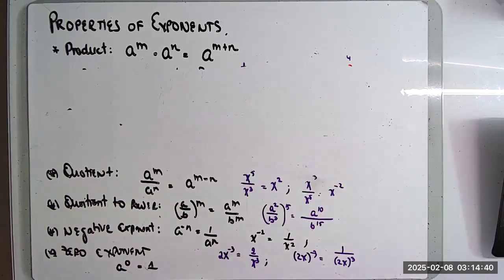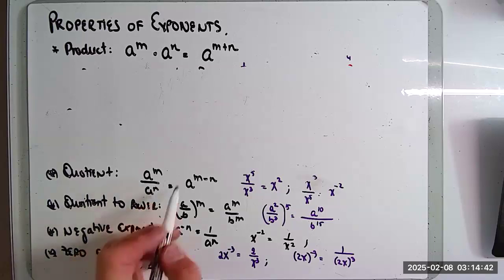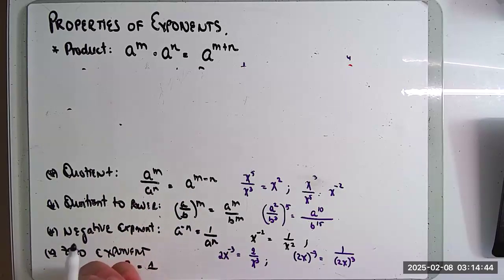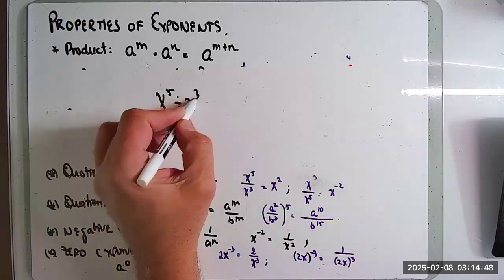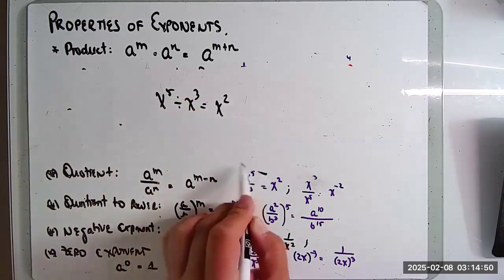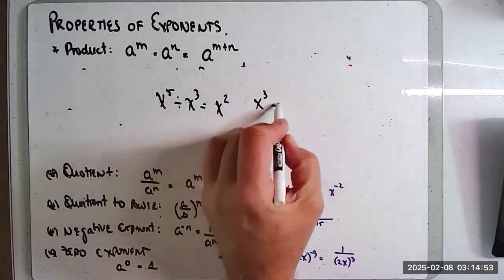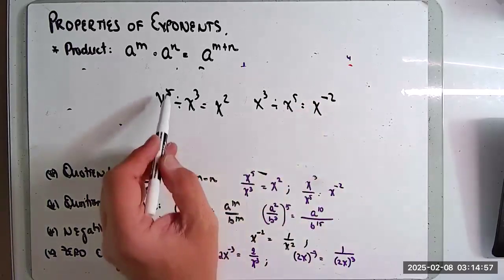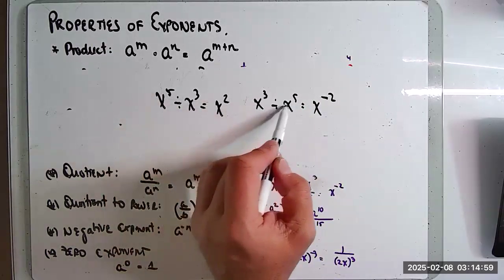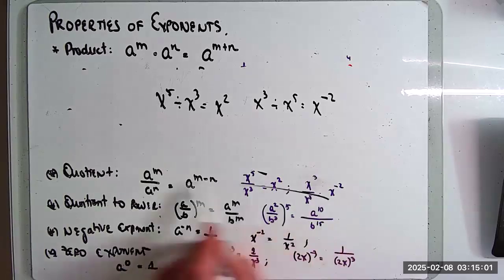Quotient rule is an extension of the power rule. On a division, same base, we subtract exponents. This is why x to the 5th divided by x cubed will be x squared. This is why x cubed divided by x to the 5th is x to the negative 2. 5 minus 3 is 2. 3 minus 5 is negative 2.